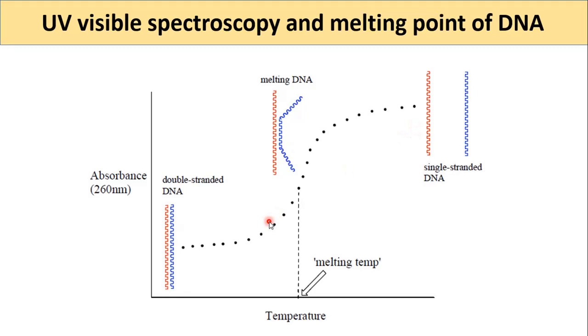So you are creating a graph showing the effect of temperature on the absorbance of DNA, and the midpoint of this graph is denoted as the melting point of DNA. By doing UV visible spectroscopy under increasing temperature, you can find the melting point of DNA: double stranded DNA has less absorbance at 260 nanometer, melted DNA has more absorbance at 260 nanometer. The midpoint of that graph on the x-axis gives you the melting temperature of DNA.